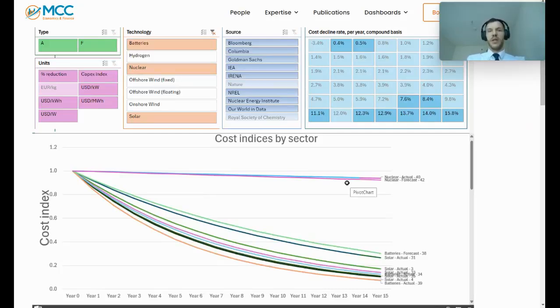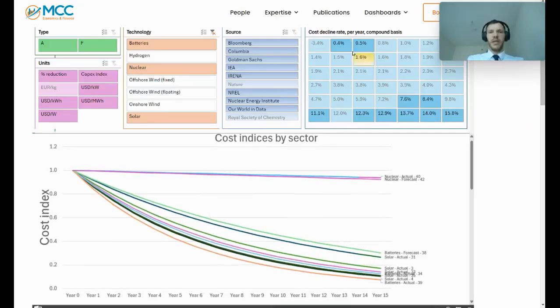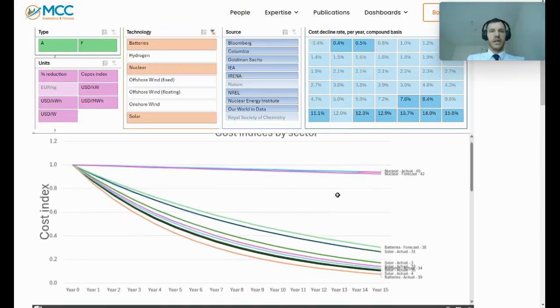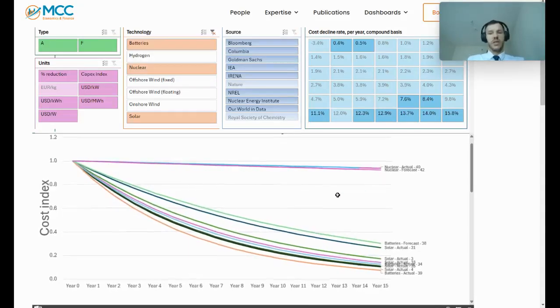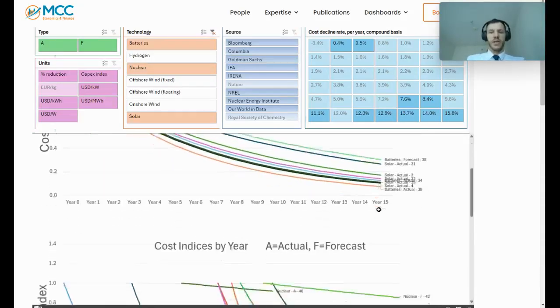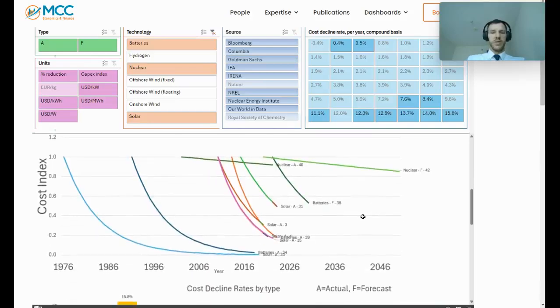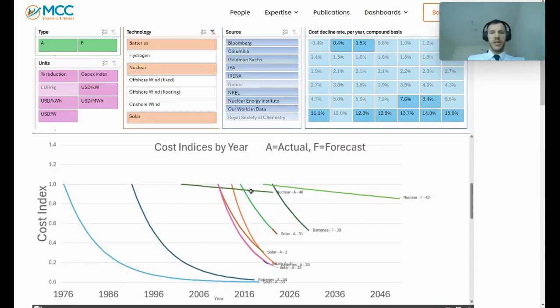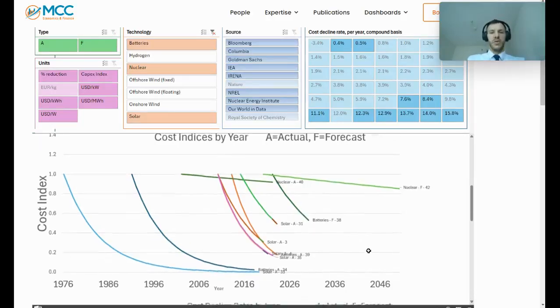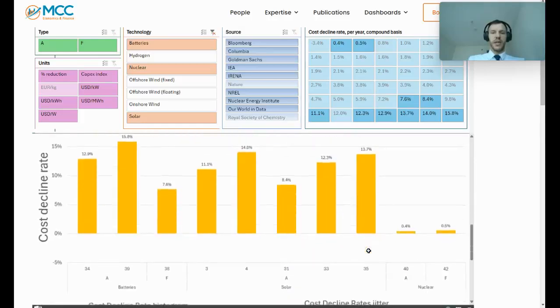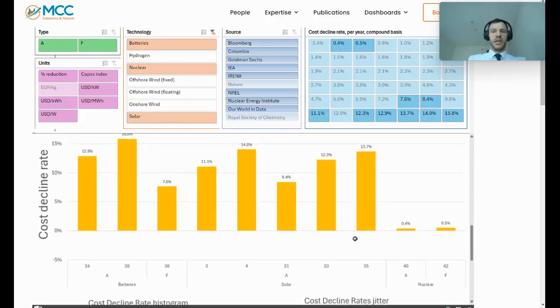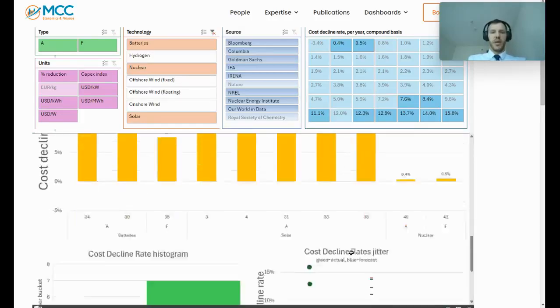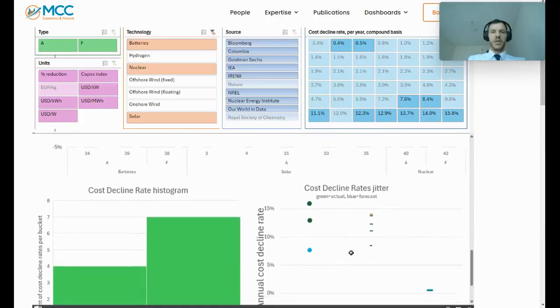For comparison, we can add in nuclear, and you can see here very small rates of cost decline for nuclear, less than 1% in both cases that we have for either actual or forecast cost decline for nuclear. And adding those into the chart, you can start to see where nuclear is a much different cost decline category than solar and batteries. And you can see that depicted here in the various charts for comparison and how those technologies relate to each other.